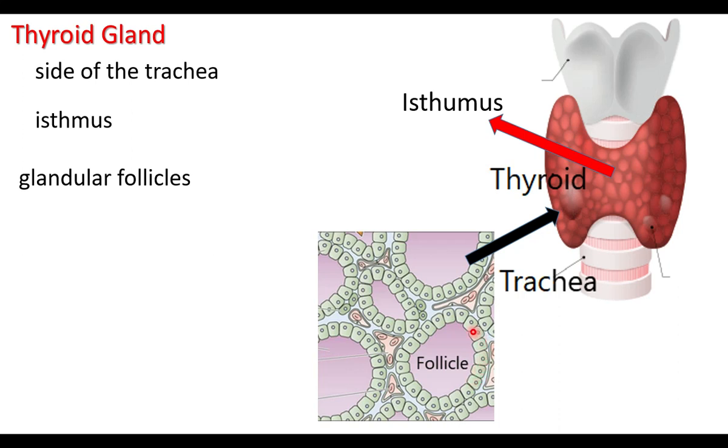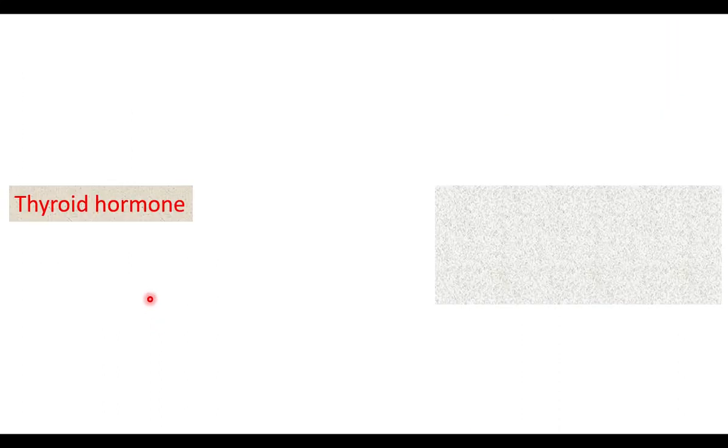Each follicular area is filled with thyroglobulin, a jelly-like substance. The thyroglobulin has thyroid hormones. Thyroid hormones are made up of iodine and the amino acid tyrosine. Tyrosine amino acid and iodine together form thyroid hormones.